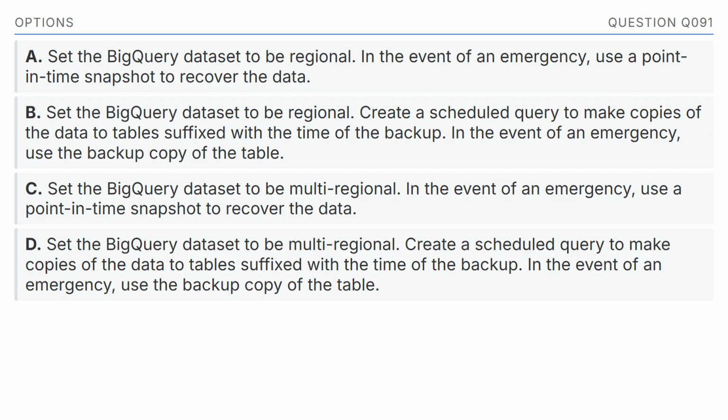Option C, set the BigQuery dataset to be multi-regional. In the event of an emergency, use a point-in-time snapshot to recover the data. Option D, set the BigQuery dataset to be multi-regional. Create a scheduled query to make copies of the data to tables suffixed with the time of the backup. In the event of an emergency, use the backup copy of the table.